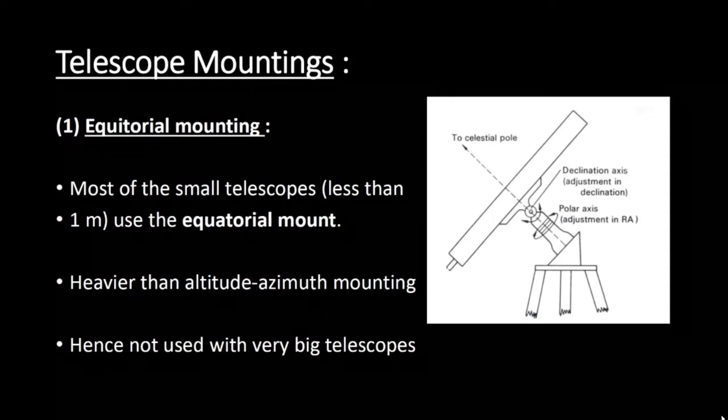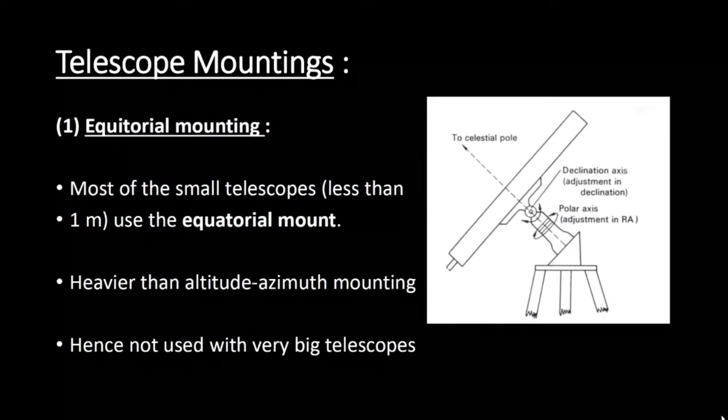This axis is called the polar axis, and rotation about the polar axis is used for adjustment in right ascension. The telescope is also provided with motion about an axis perpendicular to the polar axis, called the declination axis, for adjustment in declination. Thus, a combination of these two motions will allow the telescope to point at any object whose equatorial coordinates are known. This equatorial mounting got its name because it is in line with the equatorial coordinates, which we have discussed in the last lecture, I think.